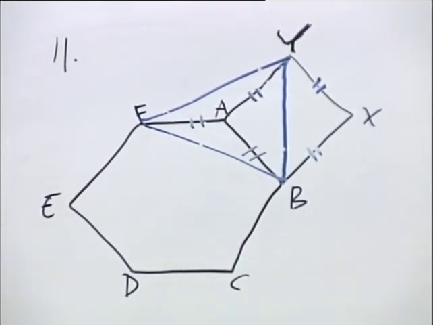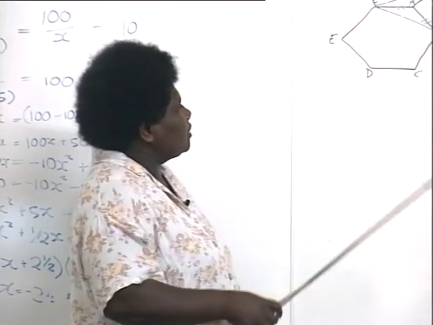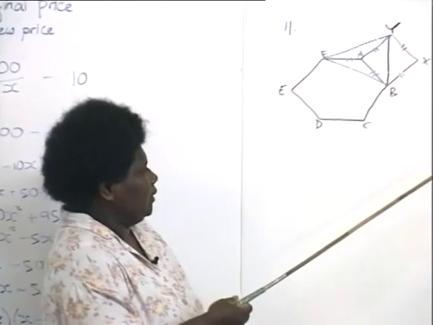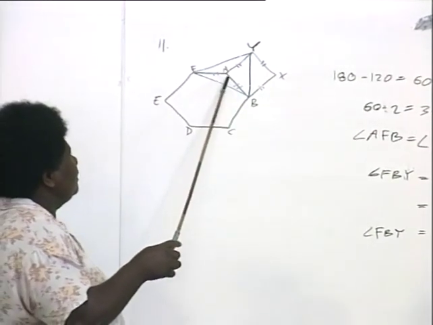Okay, let's just see how Pond Relay got it. I think he explained very well how he got the angles. Okay, first he got angle AFB, which is, where is AFB?